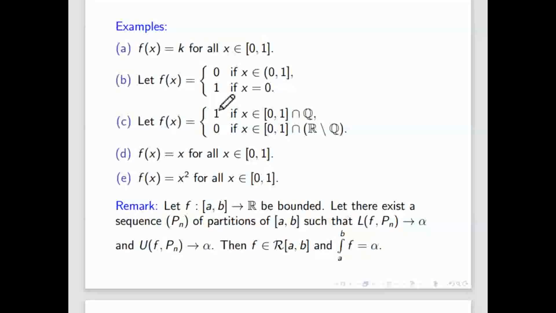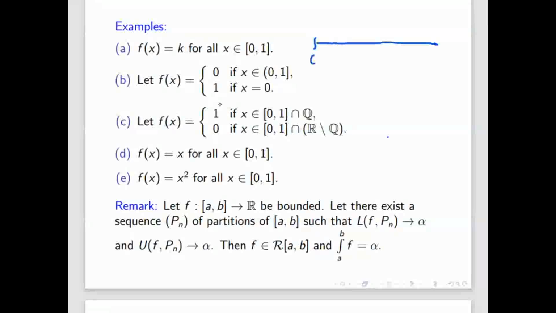So in this, again we'll take the same partition: 0, 1 by n, 2 by n, up to (n minus 1) by n, and 1. So what the function says, written as 0 to 1 intersection with the rational numbers, is that when x is rational, it takes value 1 in this interval, and if x is irrational, it takes value 0. So the function takes 1 if x is rational, and 0 if it is irrational.